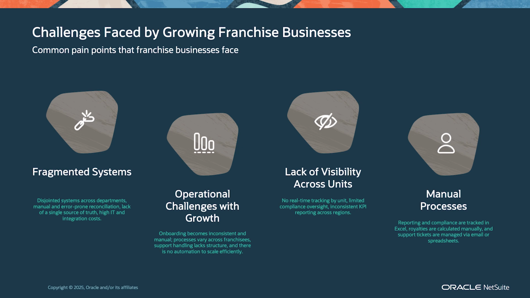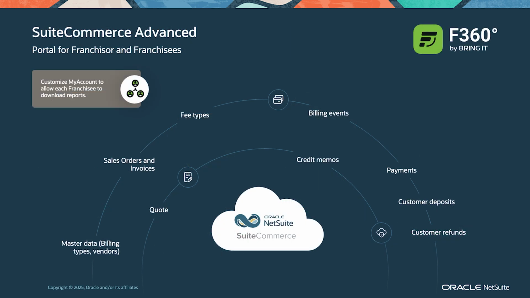Running a franchise business is demanding. There's much to handle, such as royalty billing, inventory, brand consistency, onboarding, etc. And franchisors often deal with disconnected systems. They struggle to get clear insights, and franchisees don't always have easy ways to really self-serve. Franchise 360, our solution built by Bring IT on NetSuite with the SuiteCommerce Advanced module, is designed to fix that. It helps both sides, the franchisee and the corporate office, work together in sync.